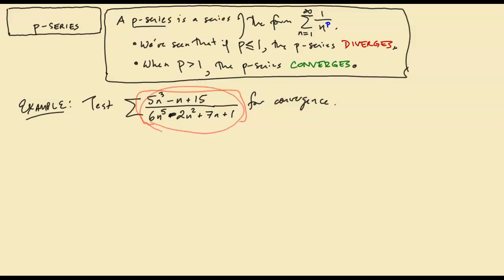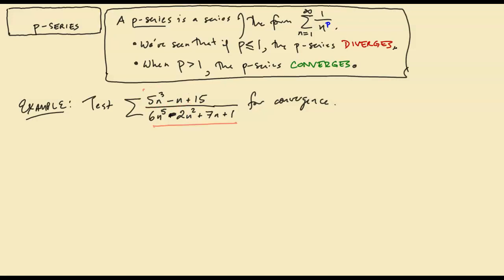What does the general term look more and more like in the long run, in the tail of the series? I asked a similar sort of question when we did that example of a limit comparison test before. Yes, the top is going to go to infinity. Yes, the bottom is going to go to infinity. But when n is a trillion, so that 5n cubed is 5 trillion, does that 15 really matter? It does not. Does that n even matter? No, not at all. It's getting blown out of the water by n cubed.